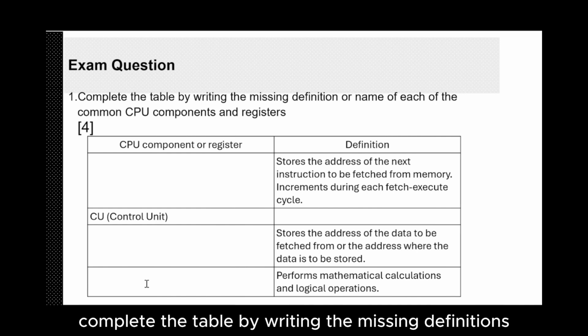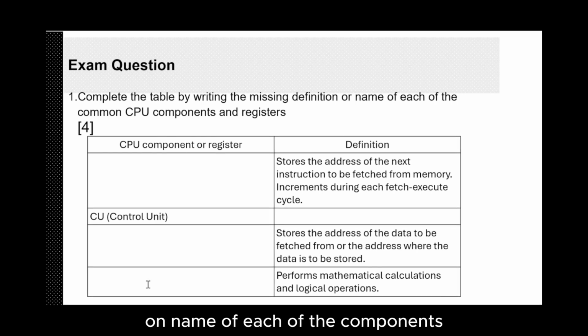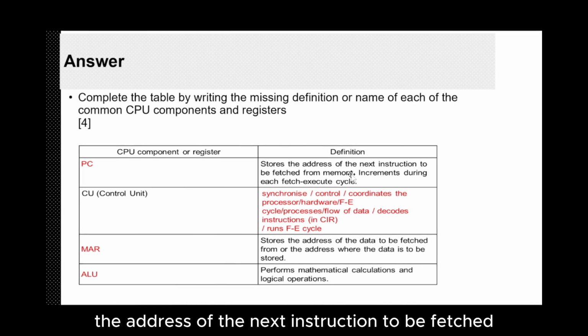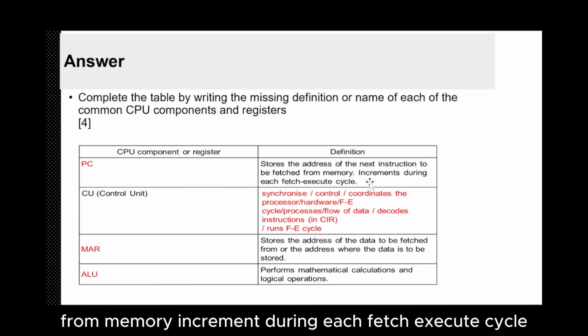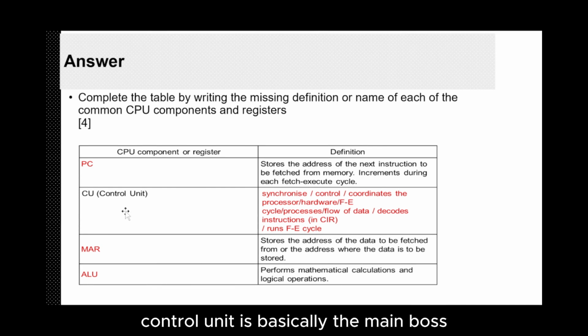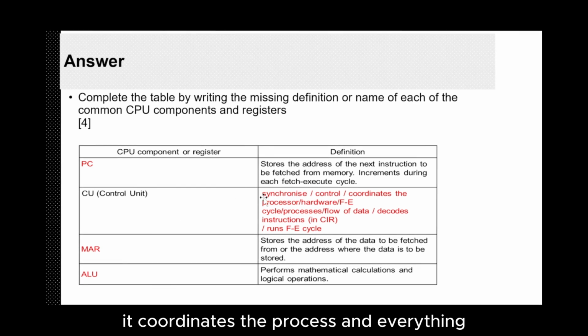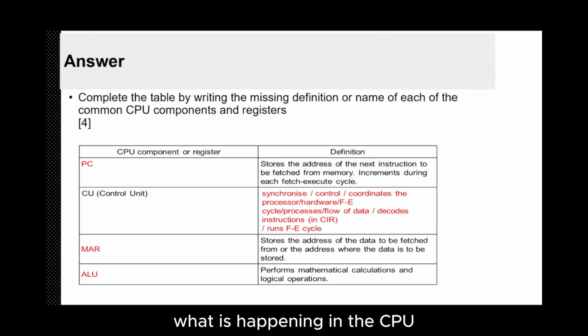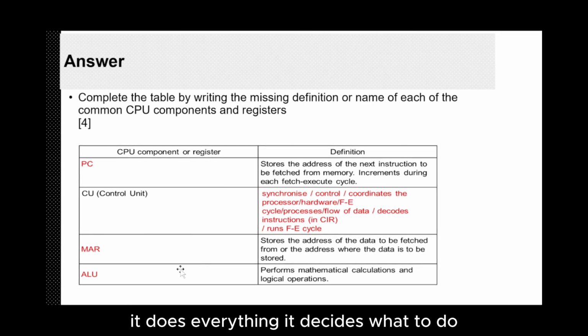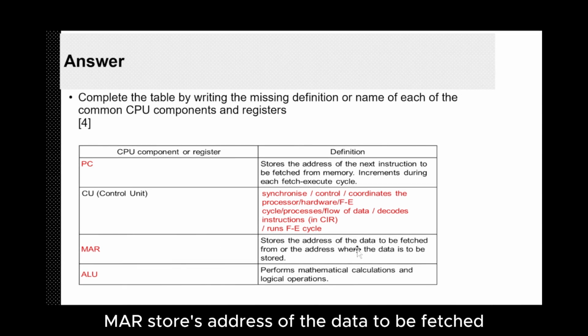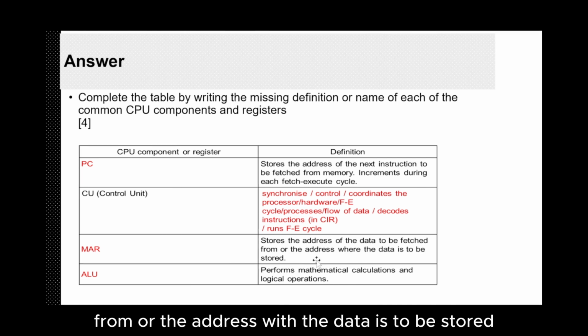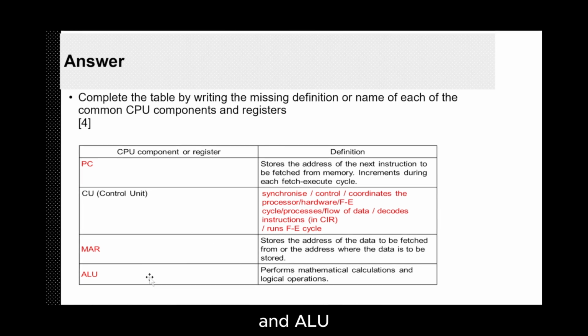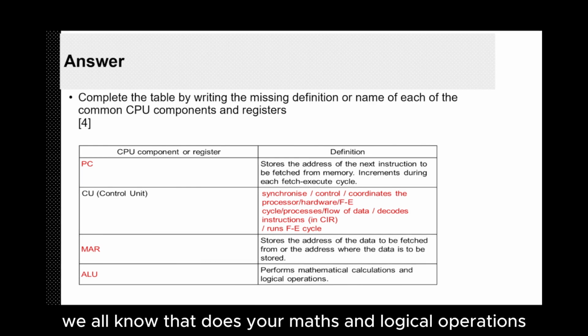It says here, complete the table by writing the missing definitions or name of each of the common CPU components and registers. So the answer is this. It stores the address of the next instruction to be fetched from memory and increments during each fetch-execute cycle. That's the program counter. The control unit is basically the main boss. It coordinates the process and everything that is happening in the CPU. It does everything. It decides what to do. MAR stores the address of the data to be fetched from, or the address where the data is to be stored. And the ALU, we all know, does your maths and logical operations.